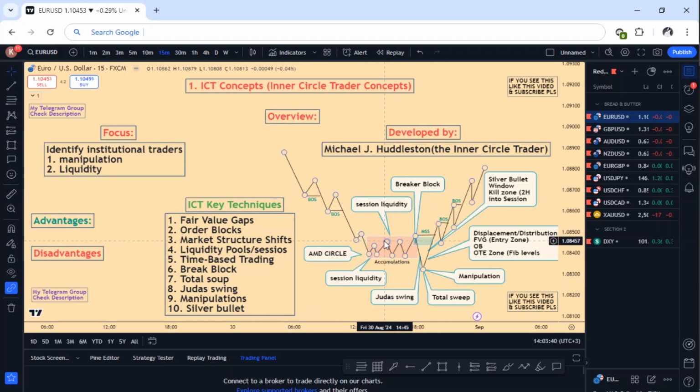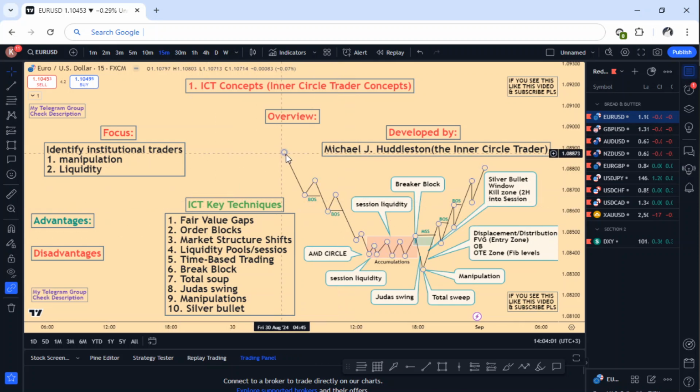And then we have time-based trading, which emphasizes trading during specific sessions, e.g. London Open, New York Open, when institutional activity is high, especially on pairs that move in that particular session. So let's have an example. Let's look at this example.